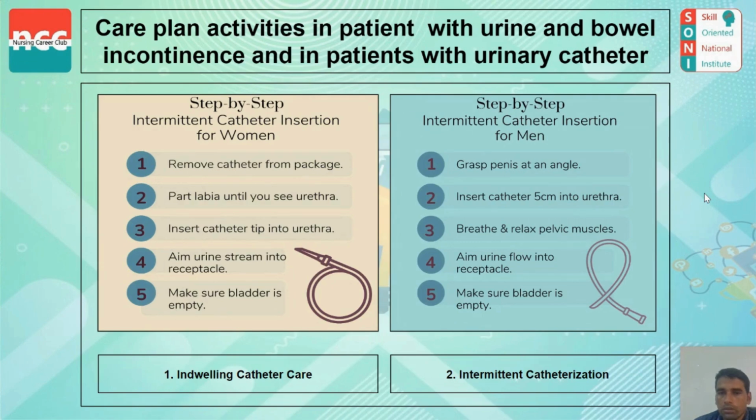Now we will talk about men. Step by step intermittent catheter insertion for men. Grasp penis at an angle. Insert catheter 5 cm into urethra. Breathe and relax pelvic muscles. Urine flows into receptacle. Make sure bladder is empty. This is all about intermittent catheterization.